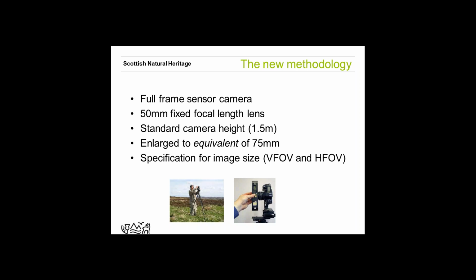So quite prescriptive about camera and lens. We've also standardized the height of the camera, 1.5 meters, and we've specified that the images should be cropped and enlarged to the equivalent of a 75mm image. Now that has caused a bit of confusion. So what we are saying is to use a 50mm fixed focal length lens on the camera, but from that photograph you crop and enlarge to the equivalent of a 75mm image. So you're basically recreating a photograph as if it was taken with a 75mm lens. But we always use that 50mm fixed focal length as our fixed reference point.